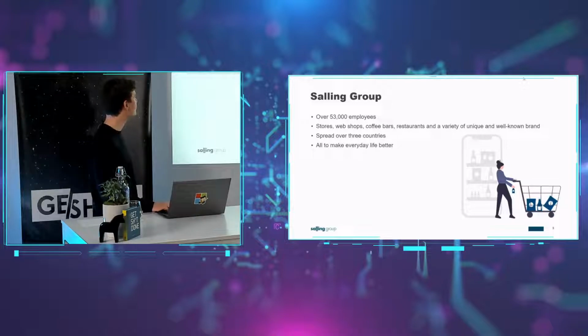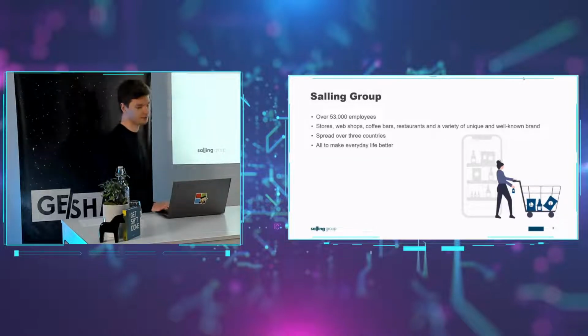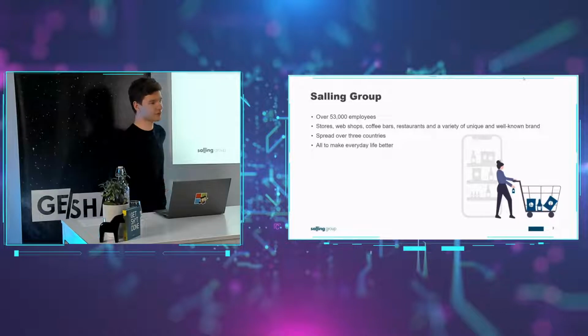Selling Group, I've promised to talk a little bit about the company I work for. They are a big company in Denmark. They have more than 50,000 employees. They own a lot of different things in Denmark: stores, web shops, cafes, restaurants, department stores. They're currently spread over 3 different countries. They have been in Sweden with Netto at some point, but that was bought up by ICA. They have an underlying vision for everything they do, which is to make the everyday life better for everyday people.